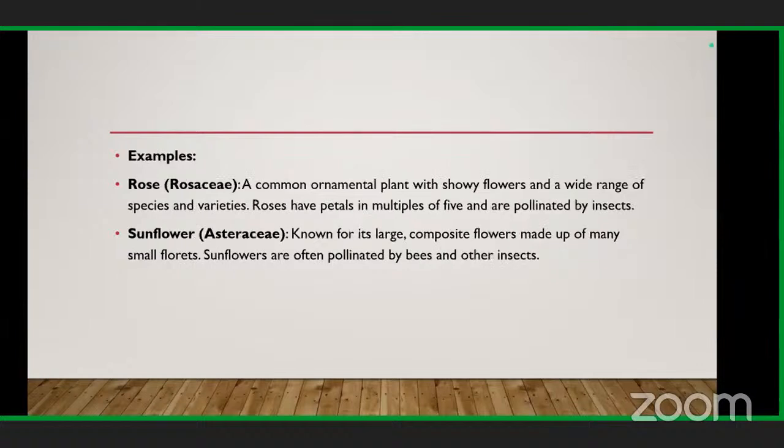And examples of these dicots are rose and sunflower. So rose is a very common ornamental plant. The flowers are very beautiful and it attracts insects, and it is multiples of 5, like 5 petals or 10 or 15 petals like that. And sunflower is known for its large composite flowers made up of many small florets. Sunflowers are often pollinated by bees or other insects. Okay, so this is all about the angiosperms we have discussed.